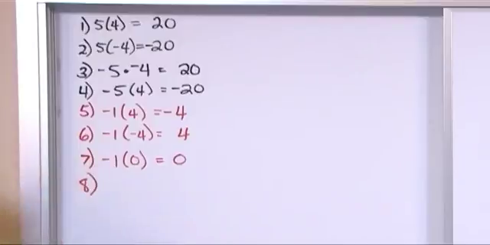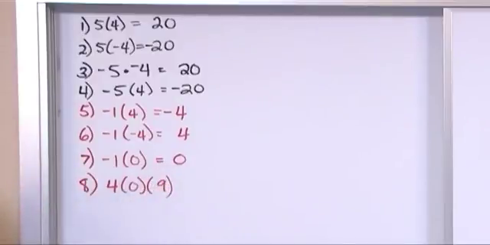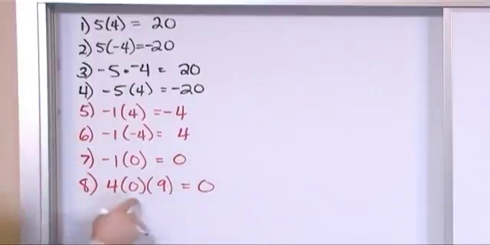So number 8, let's say 4 times 0 times 9. Well, you could say 9 times 4 is 36, 36 times 0, but you can just sort of look at it. Anytime you have a bunch of numbers and they multiply with 0 in there anywhere, the answer is going to be 0, because 4 times 0 gives you 0, 0 times 9 also gives you 0.